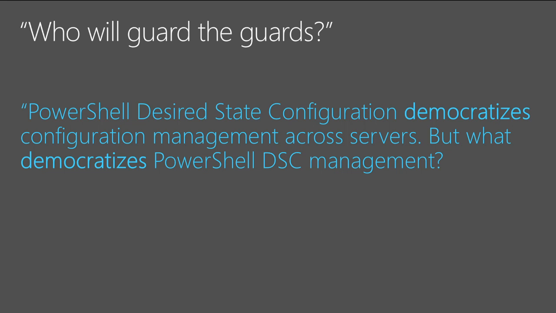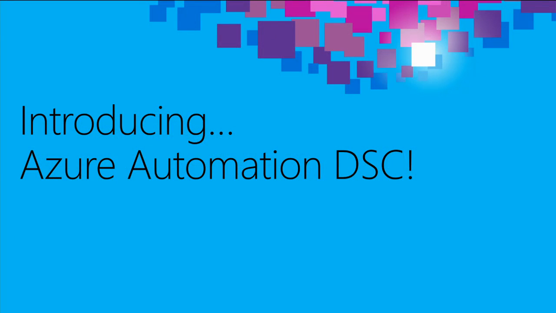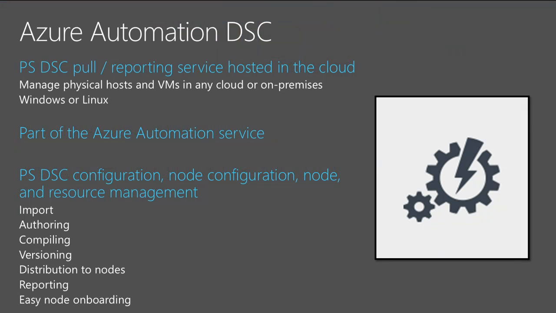And so how do you now democratize that set of things? And that's where Azure Automation DSC comes in, where just like we add a management layer on top of PowerShell today to make it easy at scale, we will now be doing the same thing for PowerShell desired state configuration to make it easy at scale. What Azure Automation DSC is basically a PowerShell DSC pull/reporting service hosted in the cloud. No more setting up your own pull server. You just add an account in Azure Automation, you have a pull server now. You have a reporting server now.